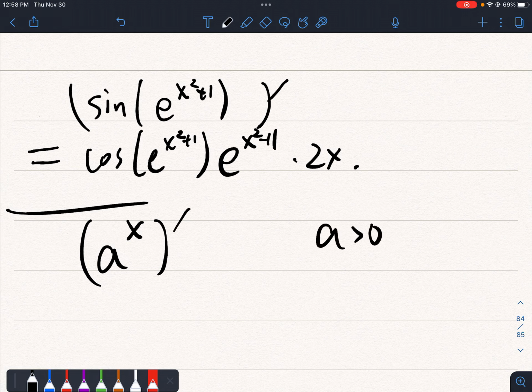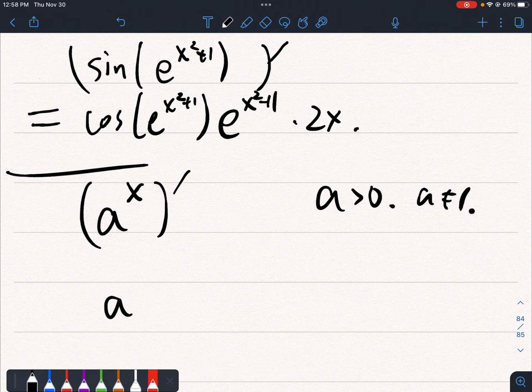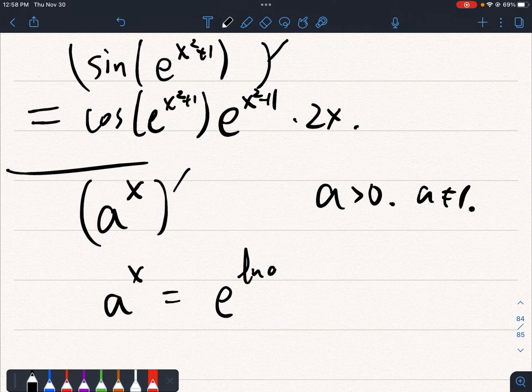So this is how you will use the chain rule. For example, you can use it to find the derivative of a to the x for any given a bigger than 0 and a not equal to 1. So what is this? This is a general exponential function.